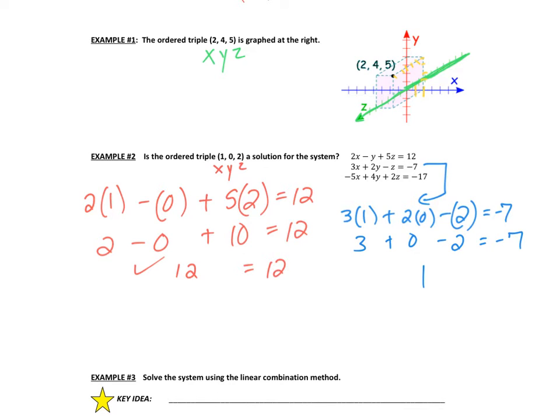So we will get 1 equals negative 7. Is that true? No. So this is not a solution to the system. So our answer is no, that one is not a solution. Okay, so we know how to do that. All it is now is you just add an extra variable, add an extra letter to plug in. So plug in for z and x and y.